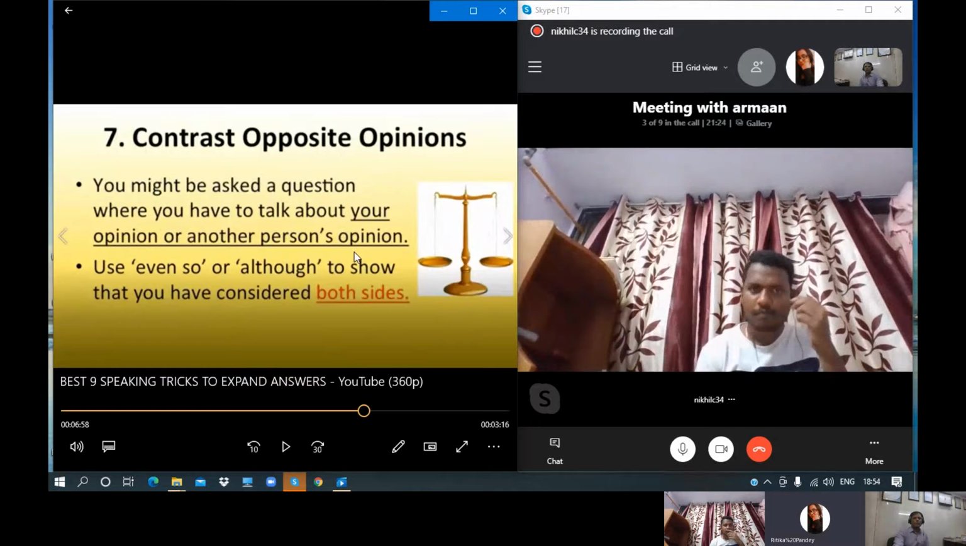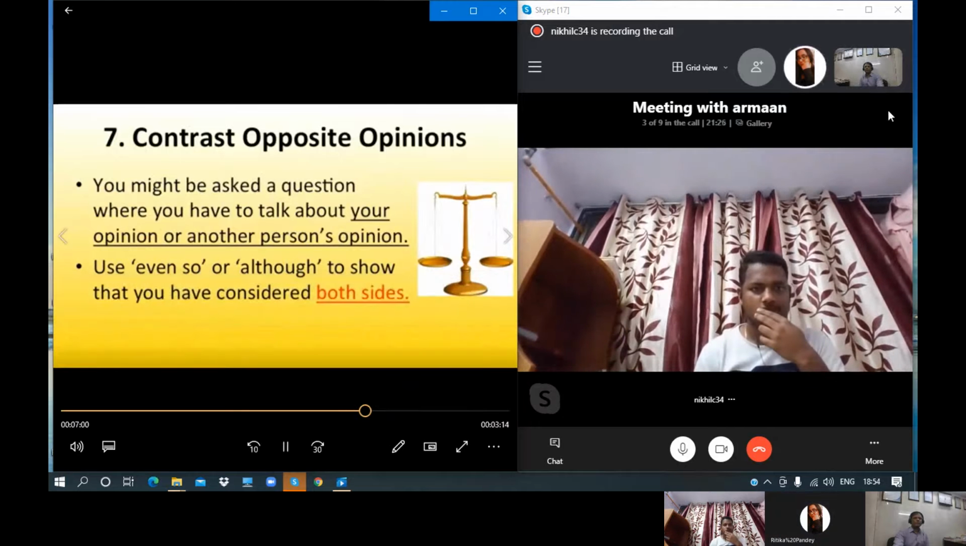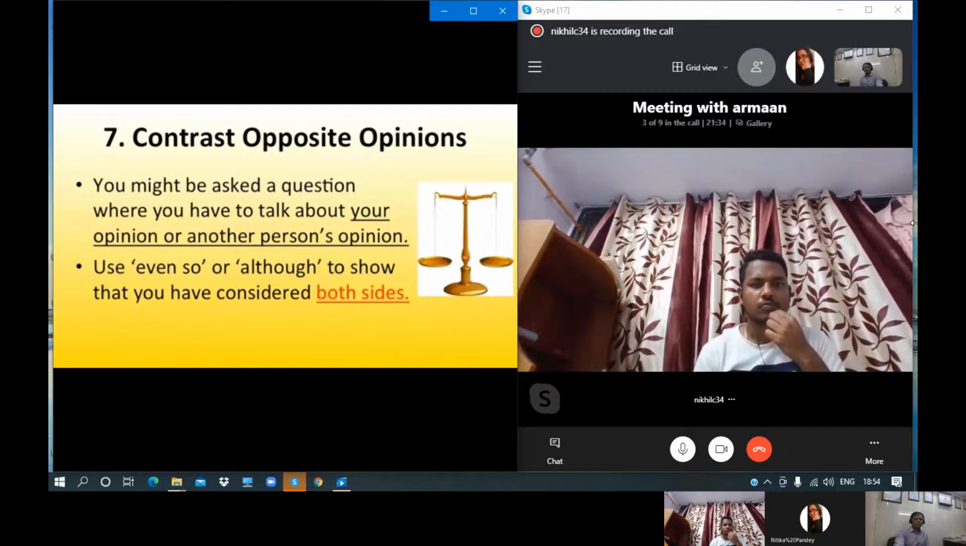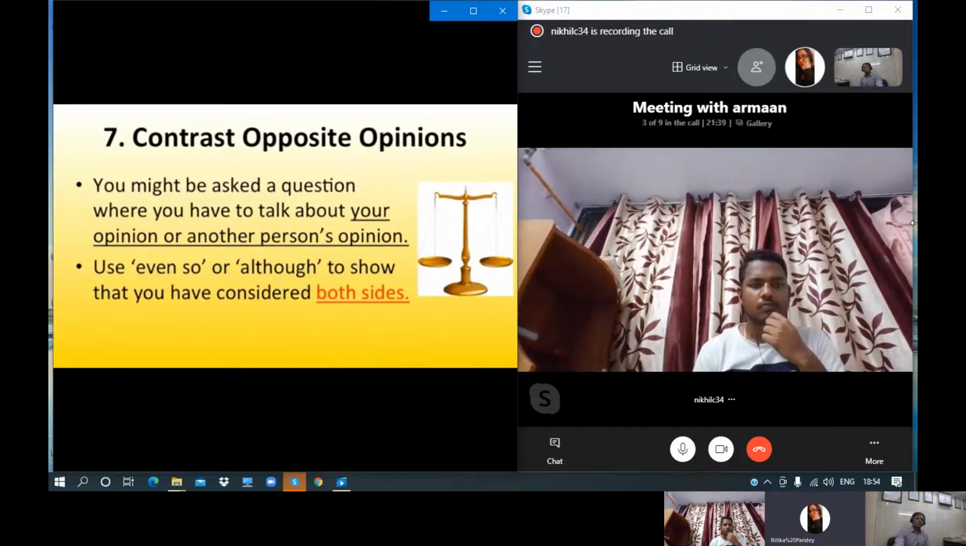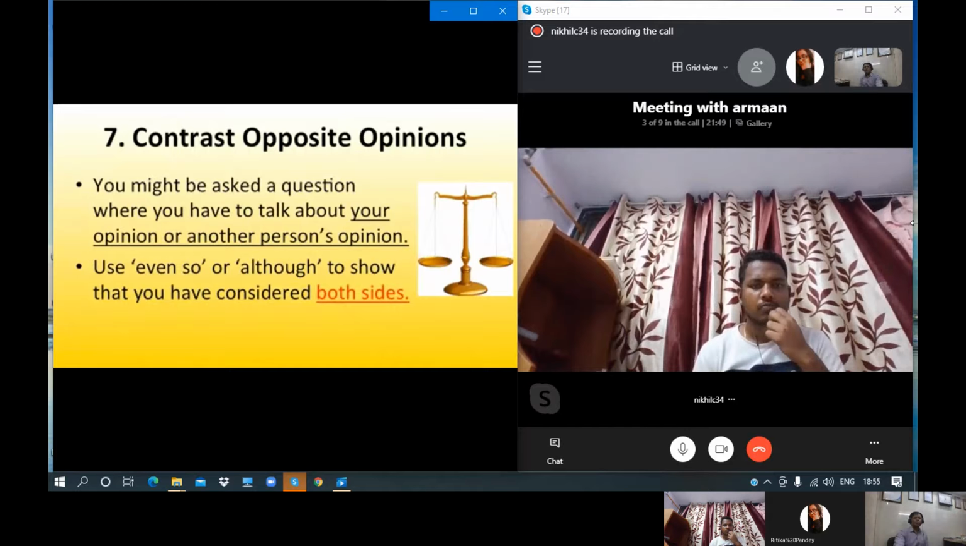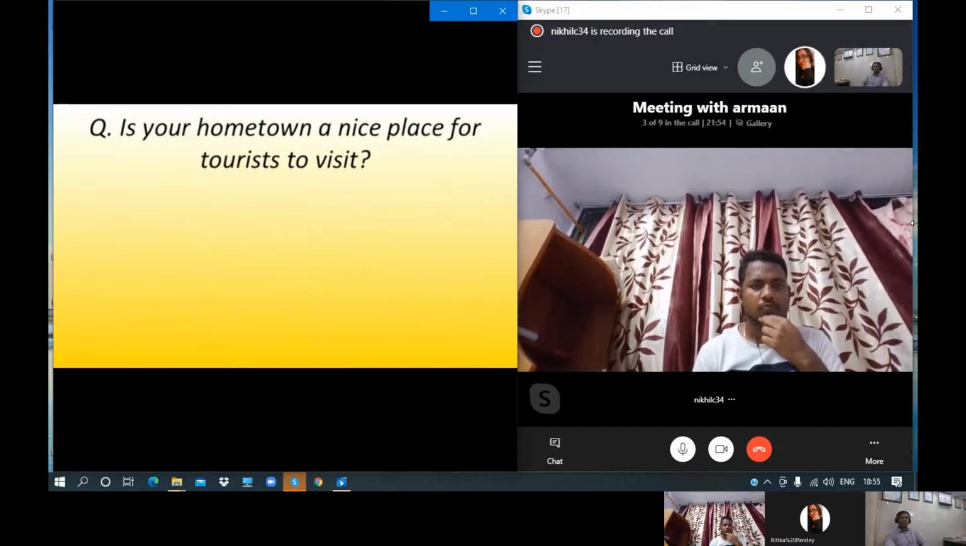Contrast opposite opinions. The next trick is to add contrast opposite opinions. You might be asked a question where you have to talk about your opinion or another person's opinion. Use words like even so or although to show that you have considered both sides of the opinion. Let's look at an example for this. Question: is your hometown a nice place for tourists to visit?